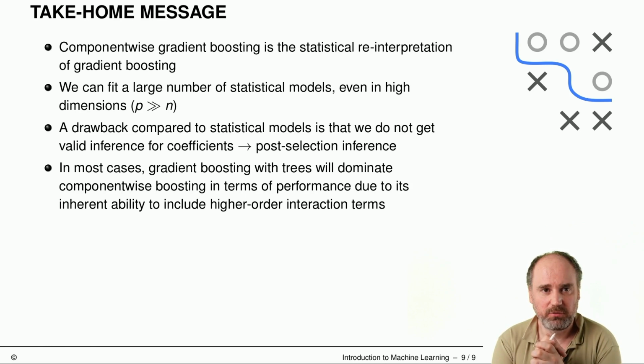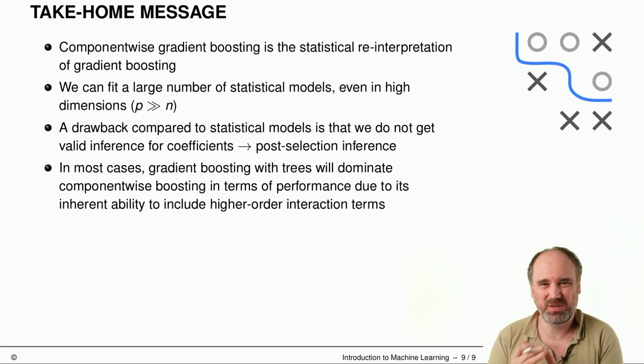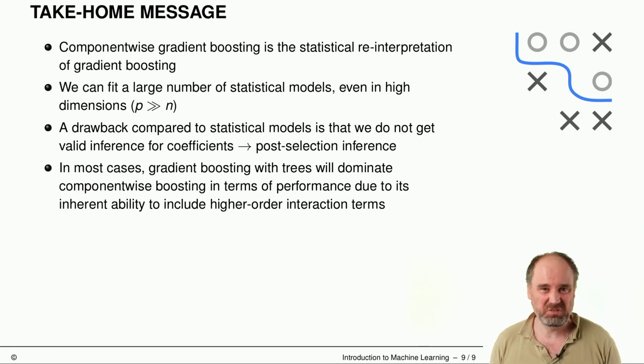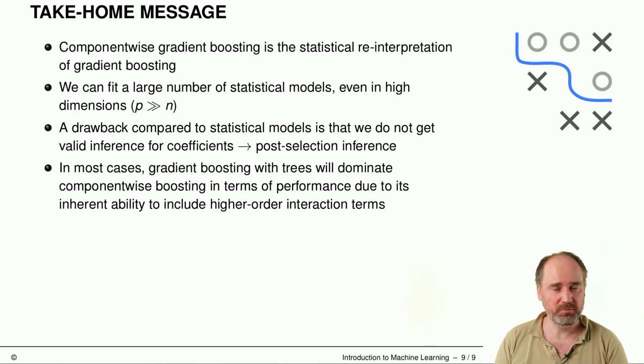like post-selection inference. And compared to what we studied for tree-based gradient boosting, especially with somewhat deeper trees, that usually will be stronger in terms of predictive performance, but you pay for that quite heavily by creating a model with a huge ensemble of semi-deep trees, which is not really interpretable anymore. I would say component-wise boosting is now situated nicely somewhere in the middle.